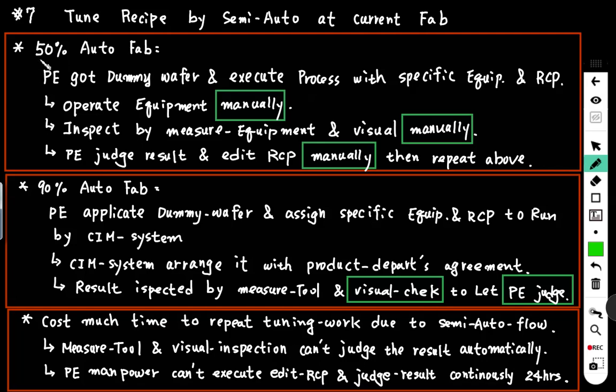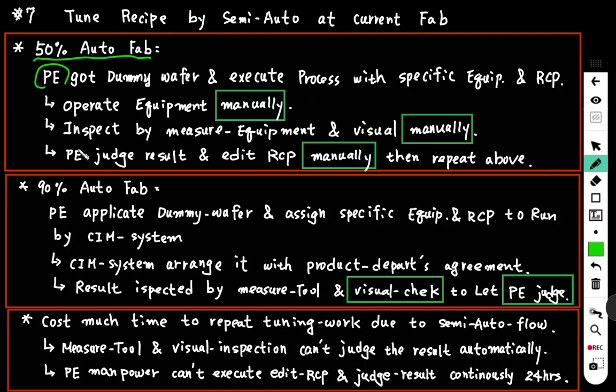First, talking about a 50% automatic fab, which is a low-end fab. The process engineer gets a dummy wafer and executes the process with specific equipment and recipe, as you know. Then the equipment is operated for the process manually, by the operator.